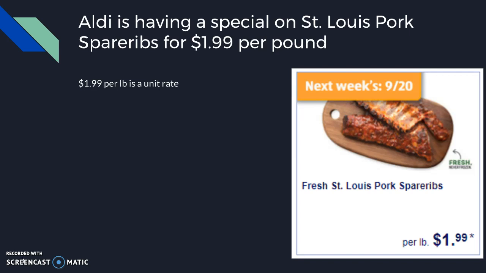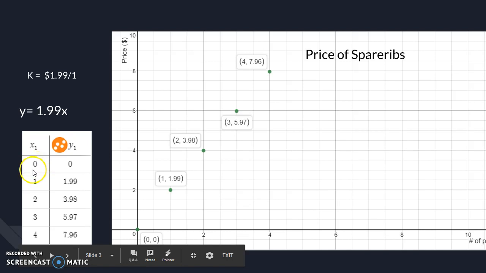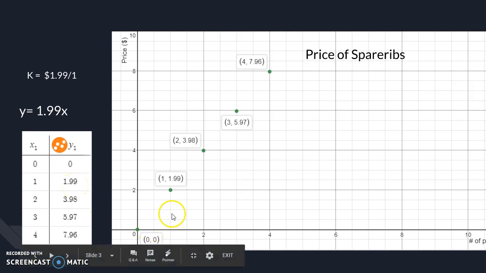So I took this $1.99 per pound special and turned it into a graph. So my table of values begins with the origin. So you can see the first row in my table shows 0, 0, which is also labeled on my graph. So when I buy 0 pounds of meat, it costs me $0. My second coordinates listed in my table, when X is 1, then Y is $1.99, and that means that when I buy 1 pound of ribs, it's going to cost me $1.99.